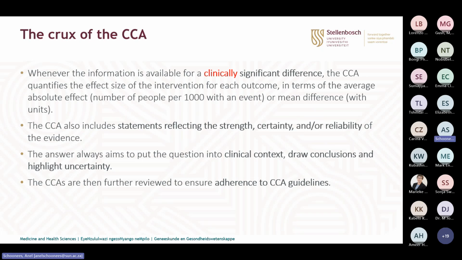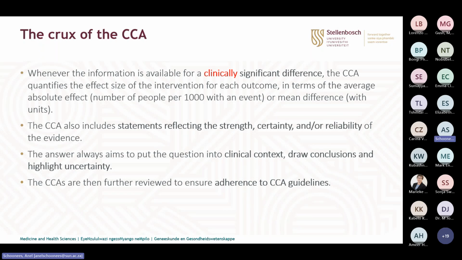So what the Cochrane Clinical Answer boils down to is that it provides you evidence about whether there's a clinically significant difference that the intervention can lead to. So in the Cochrane Clinical Answer, it will quantify the effect size of the intervention for each outcome. And that will be in terms of the average absolute effect. So they express it in the number of people per thousand with a certain outcome of interest, or then if it's a continuous outcome, the mean difference. And then the units such as kilograms, if the continuous outcome maybe is weight change, or millimeters of mercury, if the outcome maybe is blood pressure.